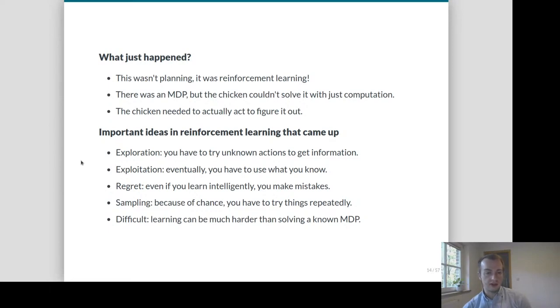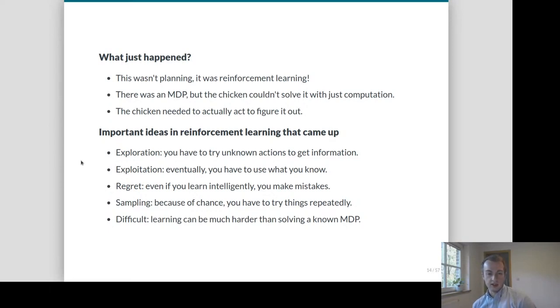So the first one is the idea of exploration, which is to say that you have to try unknown actions to get some information. And so we'll rewatch this video again, and you will notice that at the beginning, the chicken does not know what it should do, and so it will try random actions, and then from the outcome of these actions, will decide on what it should do next. Very quickly, also, you see that the chicken has figured out the problem, right? And so that second idea is exploitation. So eventually, you have to use what you know. And as we watch the video longer, you see that the chicken then explores less and less, because it's just exploiting the things that it has figured out. The thing, for example, with the first video, that it should try to eat something on this pink circle because it has figured out that it would then get a reward.